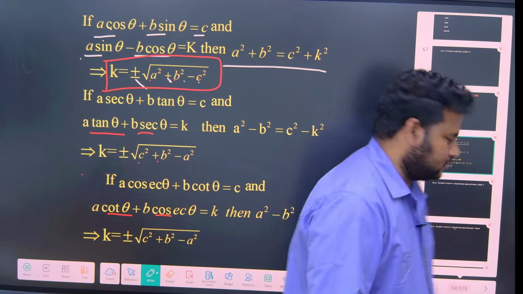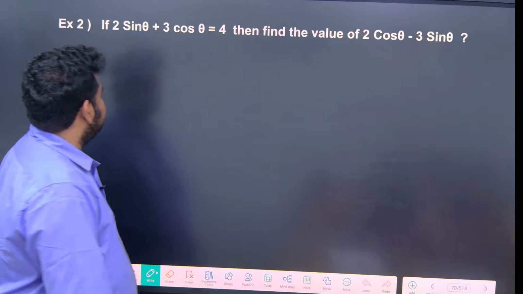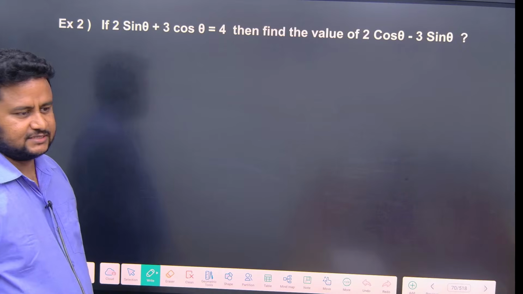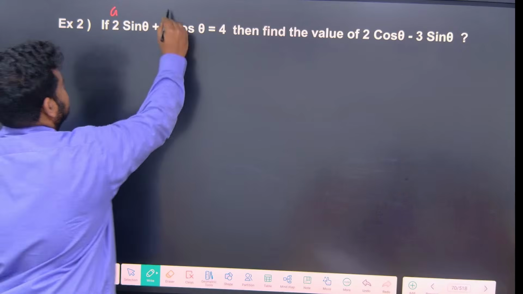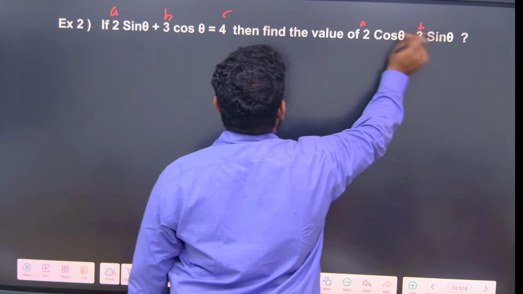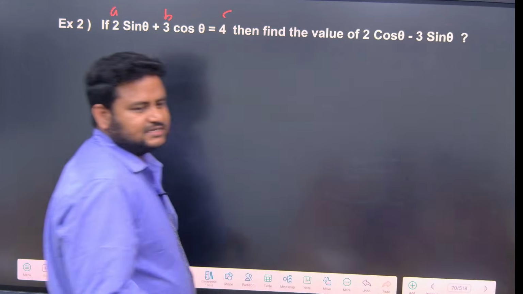continue. So see here, the question is: if 2 sin theta plus 3 cos theta is equal to 4, then find the value of 2 cos theta minus 3 sin theta. This is A, this is B, this is C. They are asking for 2 cos theta minus 3 sin theta, that is, they are asking the value of K.